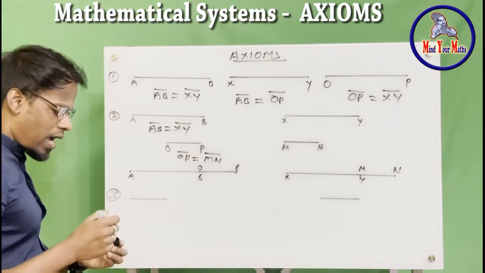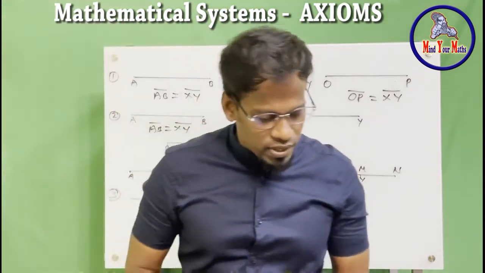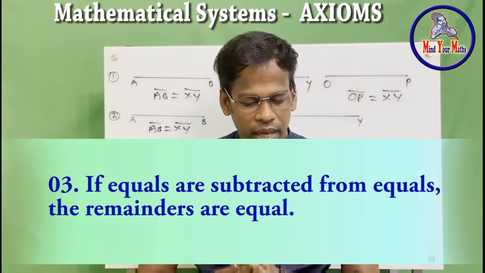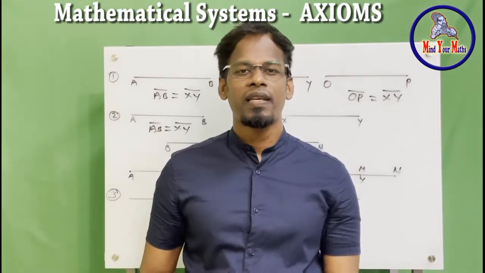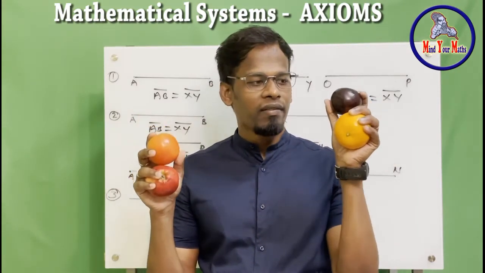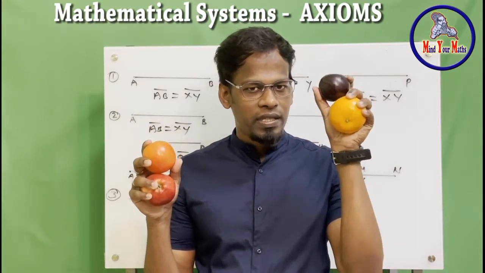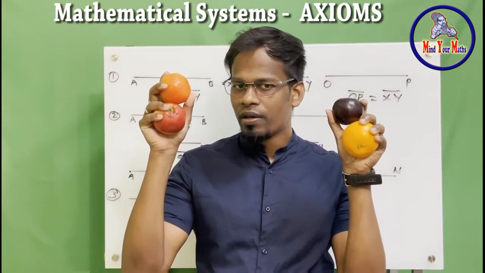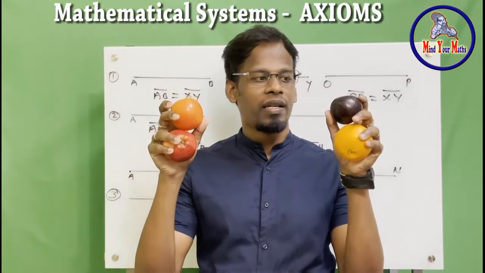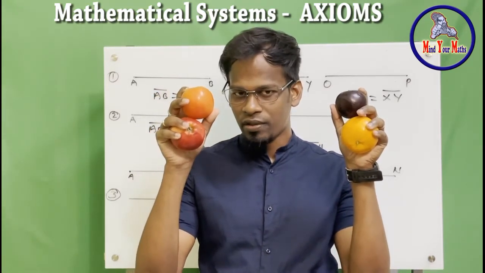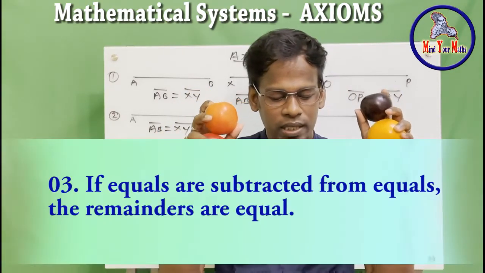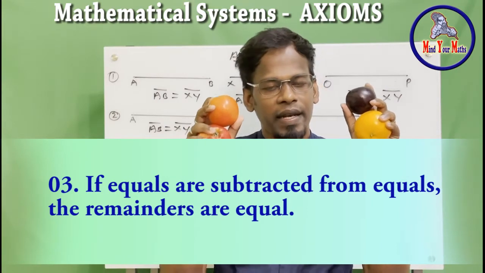So now let's see the axiom 3. What does the axiom 3 say? If equals are subtracted from equals, the remainders are equal. Now for this I will use the previous example. At the end what did we have? One plum, one orange. The weight of these two is equal to one tomato and one apple's weight, right? So that is where we were. But we also knew that the plum's weight is equal to the tomato's weight, right? So subtracting, what it says, if equals are subtracted from equals, then the remainders are equal.